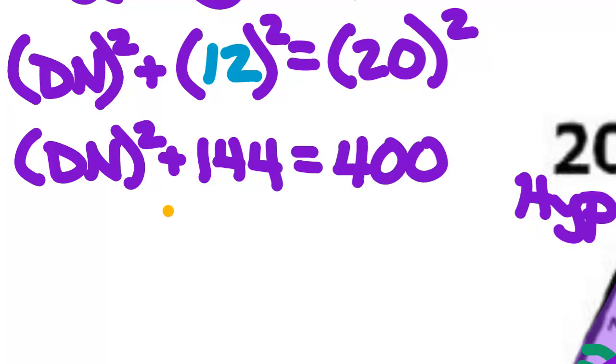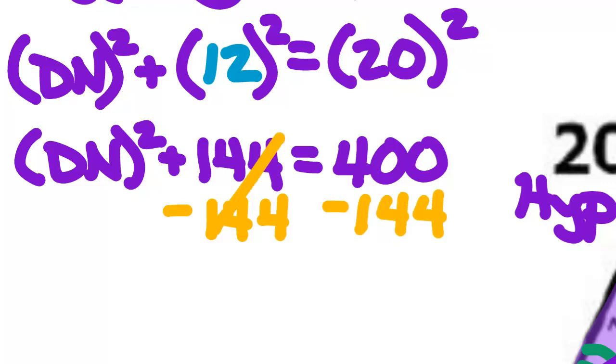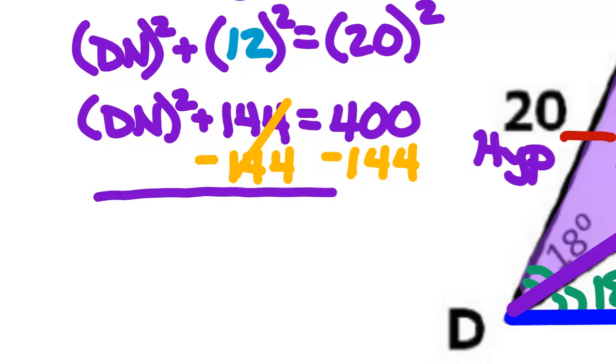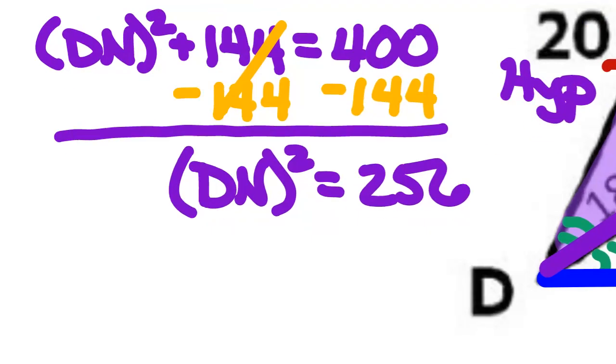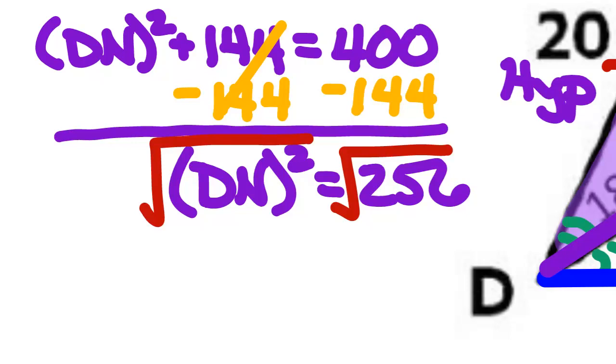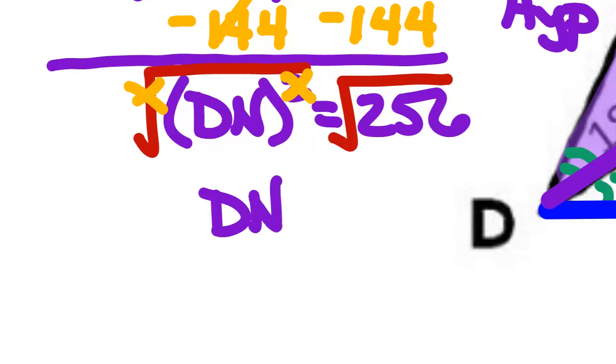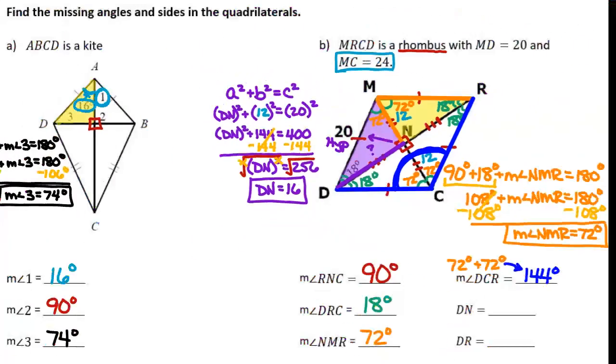And then I'm going to subtract 144 from both sides. What is 400 minus 144? 256. Then we have to get rid of the squared on the DN. So we square root both sides. On the left, the squared and the square root cancel each other out. So I just have DN over there. And what is the square root of 256? 16. So DN is 16.